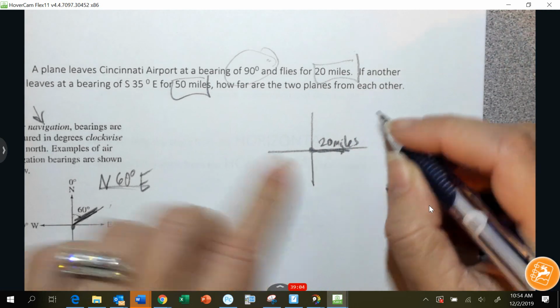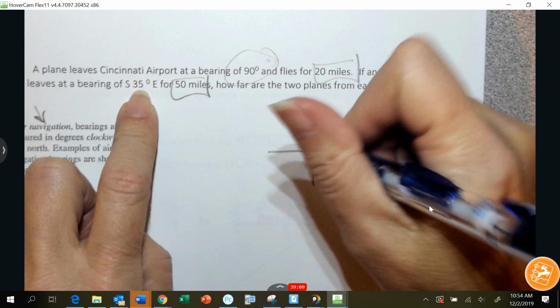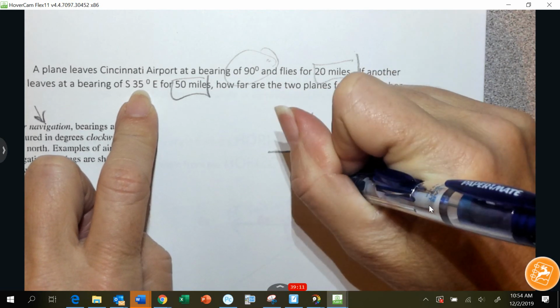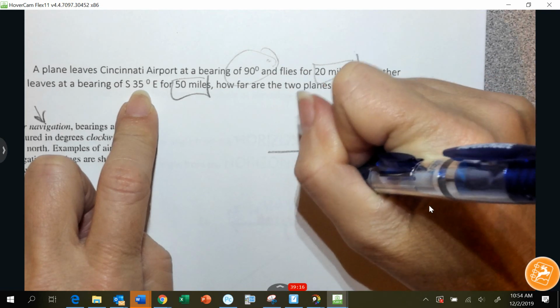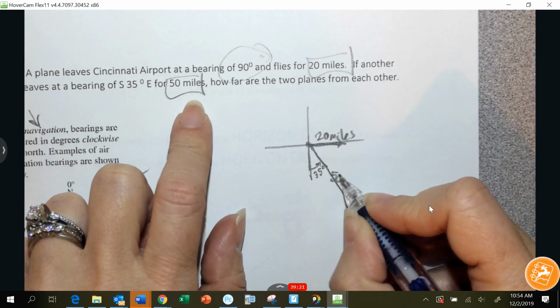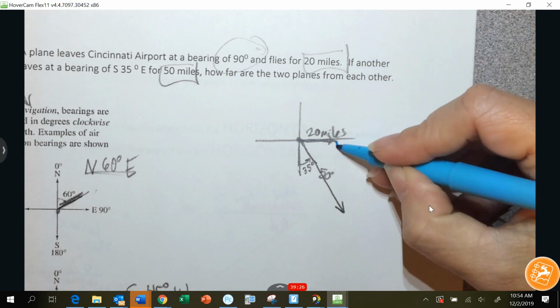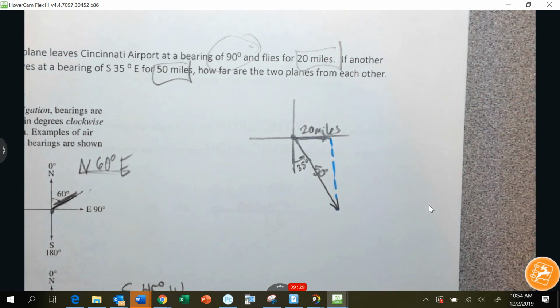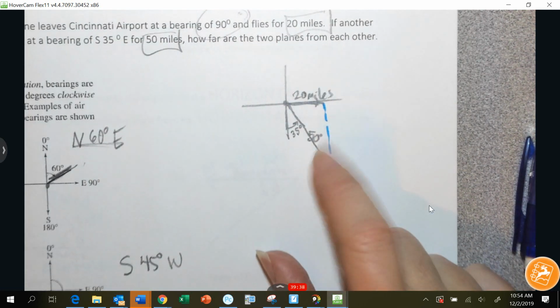So that would be the first plane. The second plane has a bearing of south, 35 degrees east. So south, then 35 degrees east, and it flies for 50 miles. And the question is, how far apart are the planes from each other? We're not going to get to this one, so you might have questions when you come in if there's one like this.